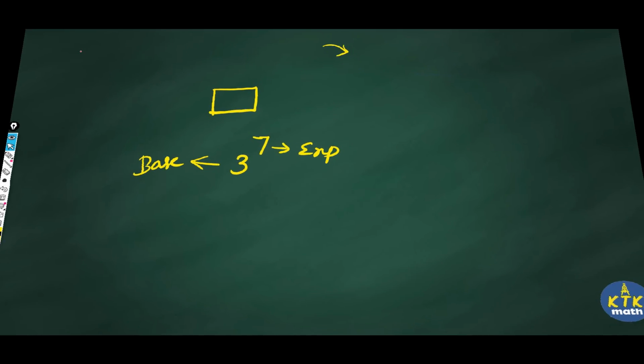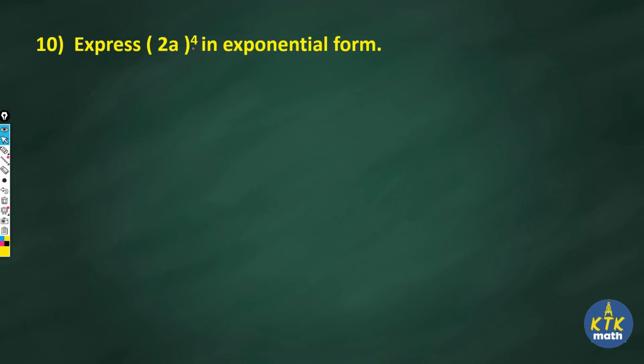Yeah, the next one: write 2 power a whole power 4 in exponential form. So here it's a combination of a number and a variable, and the whole power 4 is given. So which means what?